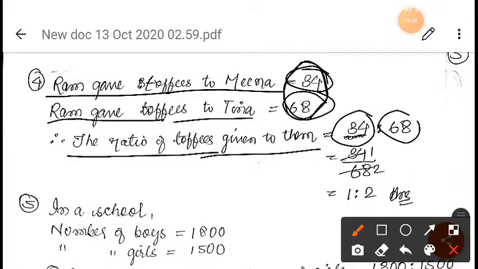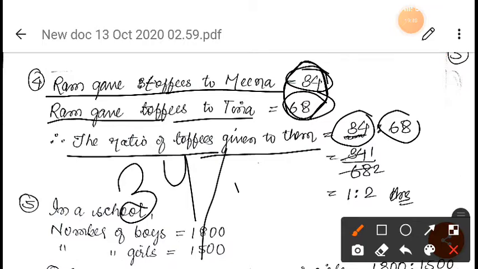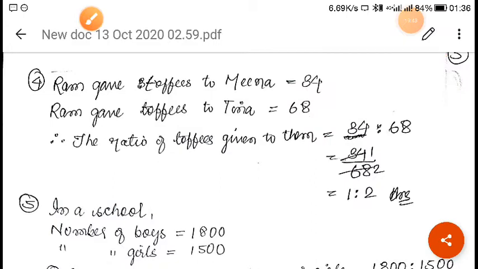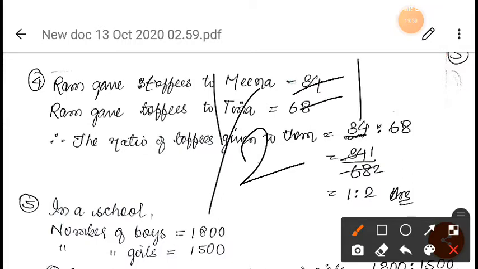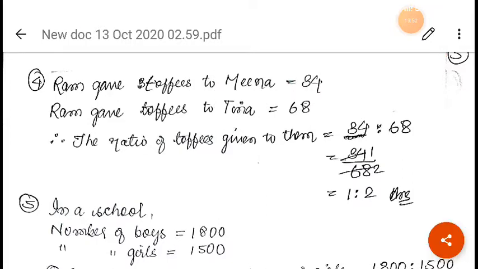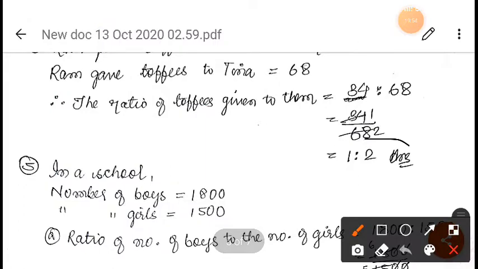This 34 is to 68 can be written as a division. We will use the division method here. So it will be 34 divided by 68. When you divide this, you will get 1 by 2. So 1 by 2 can be written as 1 is to 2, right? As you can see here, 1 is to 2. So the ratio of the trophies given to them is 1 is to 2, right?